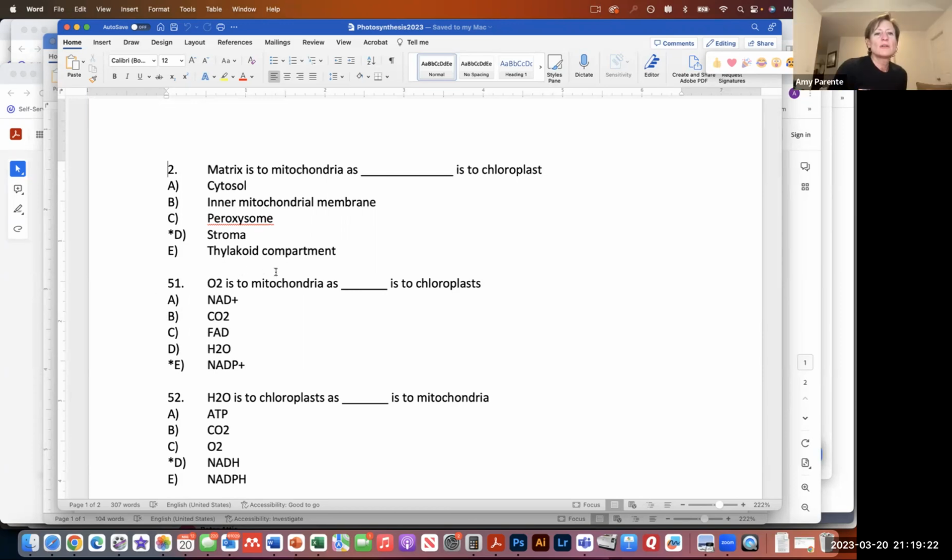So O2 is to mitochondria. What is O2? I'm going to put you on the spot just because you asked this. What is oxygen to mitochondria? It is the final electron acceptor, right? So what then is the final electron acceptor in chloroplasts? You can see the answer there. NADP plus.